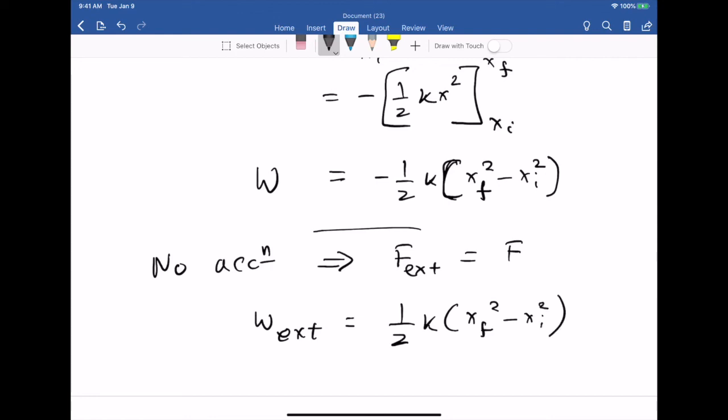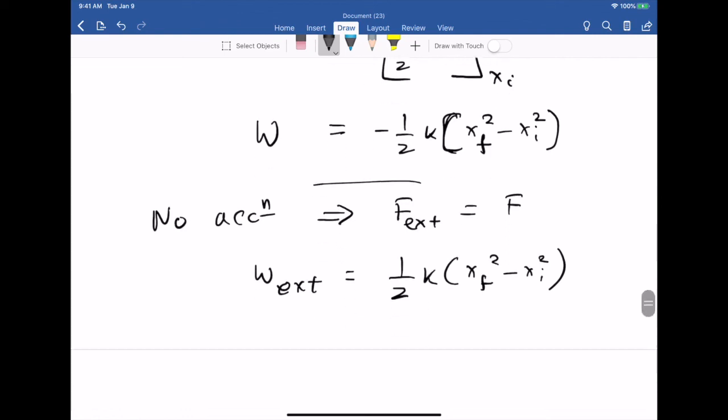All right, so on slide 17, I have a very similar problem, and I would recommend that you try this problem out on your own. And that concludes our discussion of work. In the next video, I'm going to talk about kinetic energy. All right.